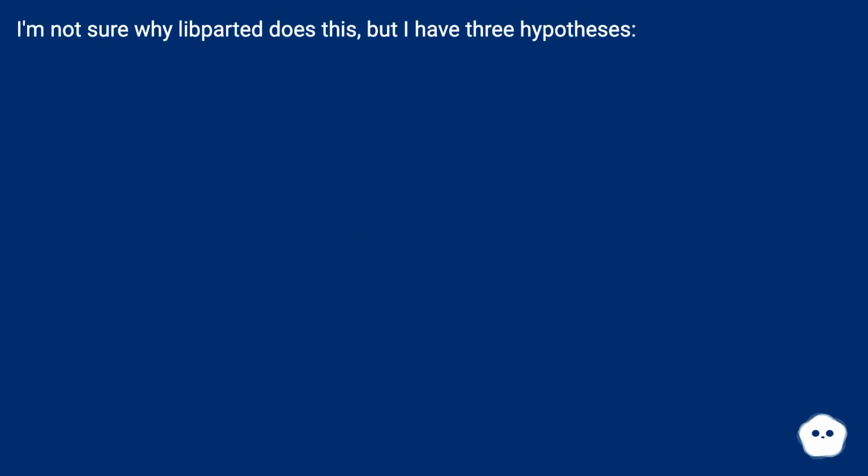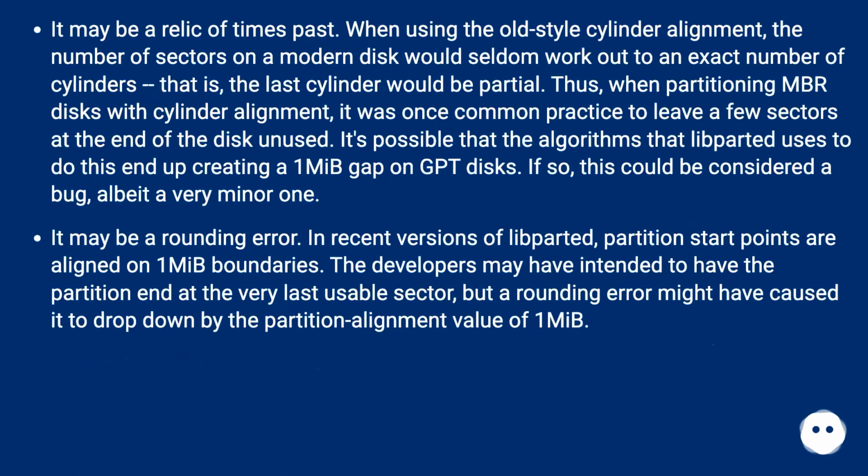I'm not sure why gparted does this, but I have 3 hypotheses. It may be a relic of times past. When using the old-style cylinder alignment, the number of sectors on a modern disk would seldom work out to an exact number of cylinders, that is, the last cylinder would be partial. Thus, when partitioning MBR disks with cylinder alignment, it was once common practice to leave a few sectors at the end of the disk unused. It's possible that the algorithms that gparted uses to do this end up creating a 1 MB gap on GPT disks. If so, this could be considered a bug, albeit a very minor one.